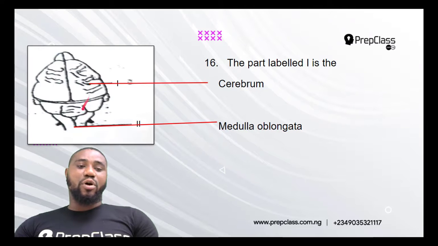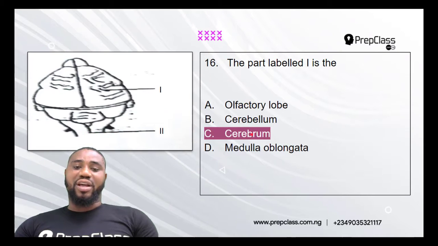So this one is the cerebrum. This one is the medulla oblongata. This part here is the cerebellum. So of course, the part labeled 1 is the cerebrum. So the correct answer there is cerebrum. If it is cerebellum that is being chosen in your past question, please, I don't know how you can change it. The correct answer is what? Cerebrum.